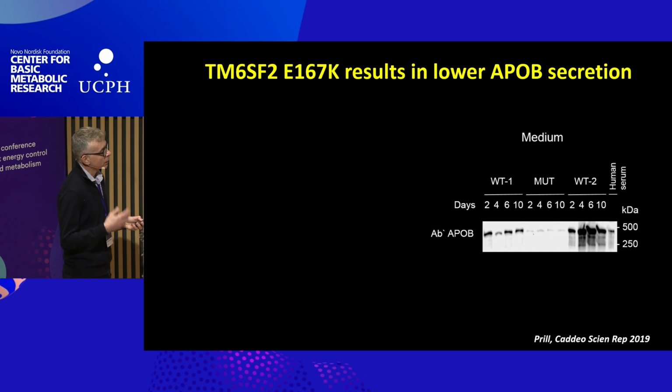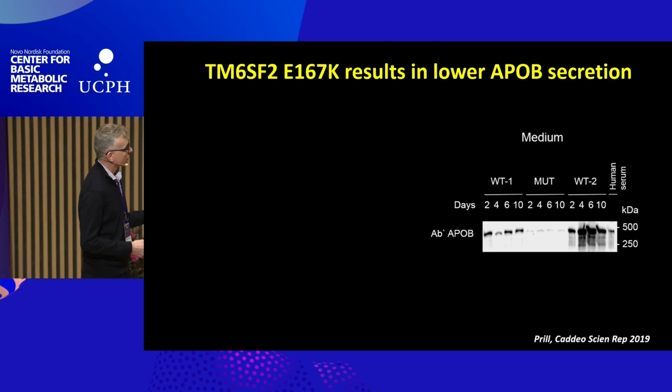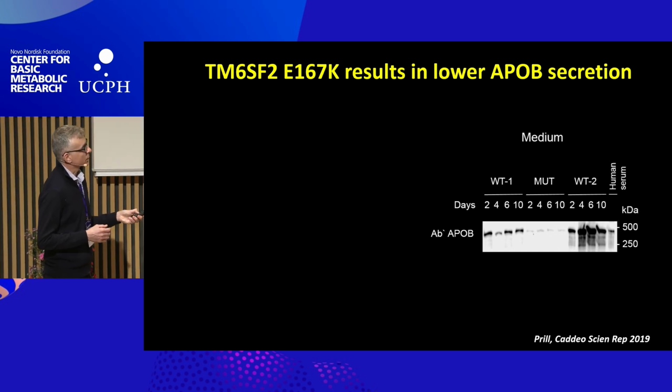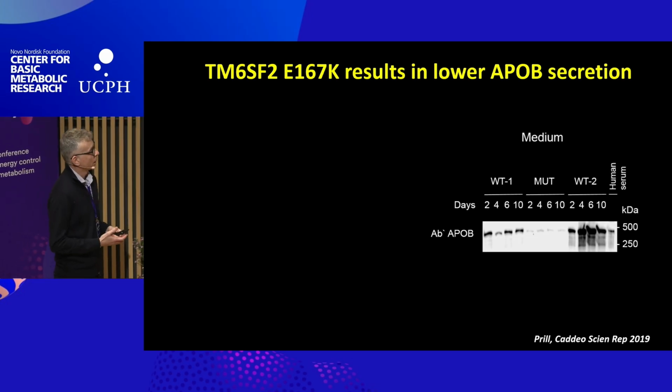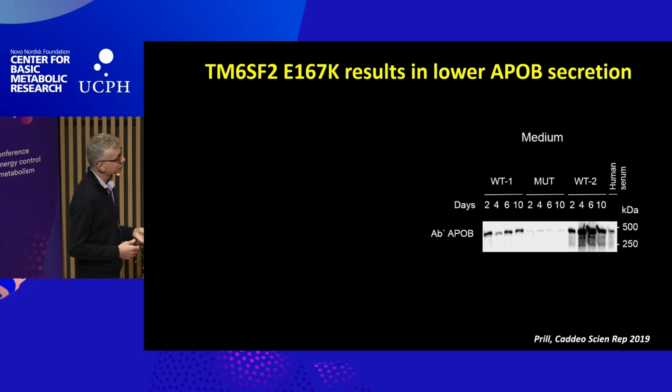So then we looked at ApoB levels. And what we saw was that in the media, there was much less ApoB as compared to the wild type. We had 3 wild type donors and 2 mutant donors, and there were similar results in all 5 of them. These are human donors, so it's not easy to find many of them.